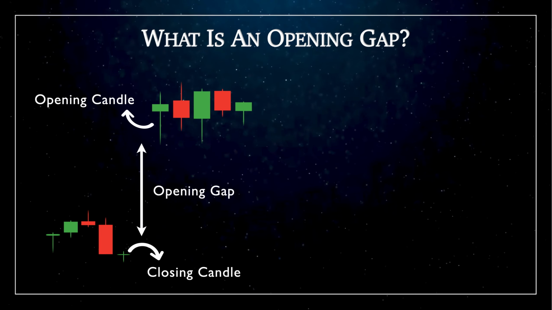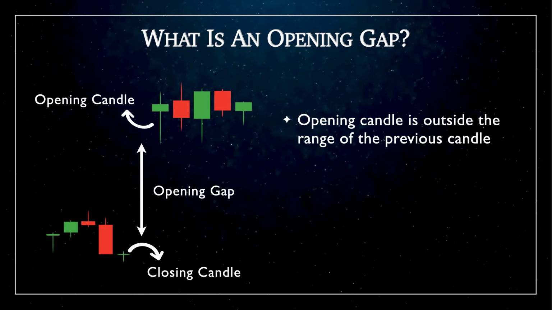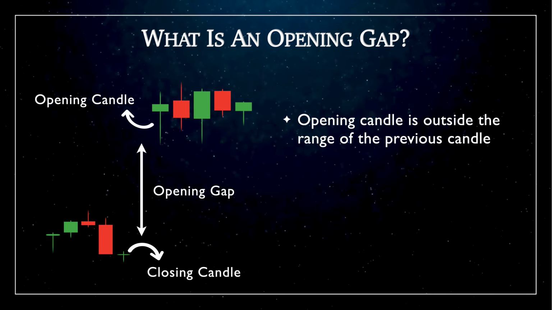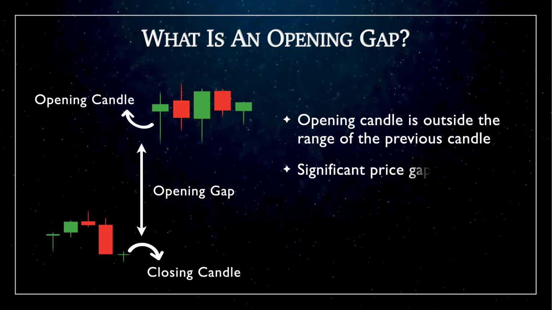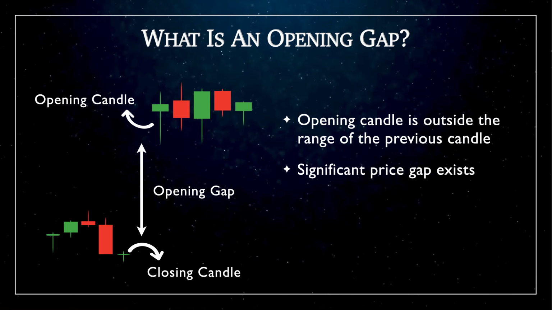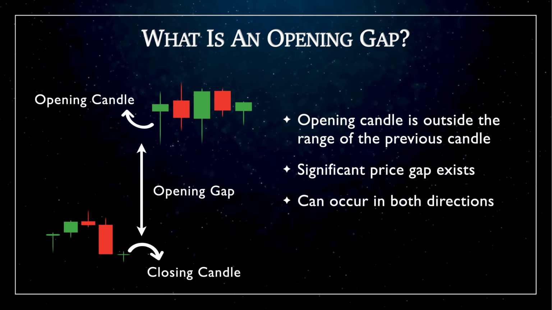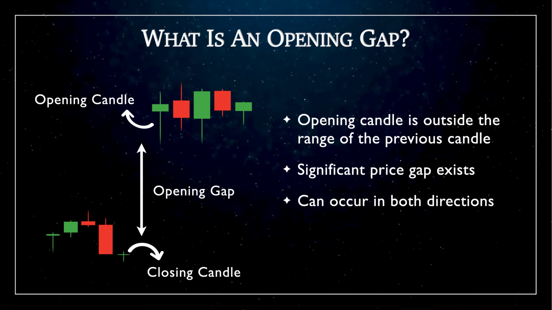Let's recap. Opening candle for a new session should be outside the entire range of the last candle for the previous day. A significant price gap should exist. The larger the gap, the better. Such a gap can occur both in the upwards and downwards direction.